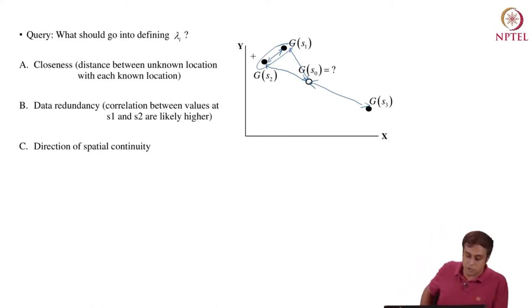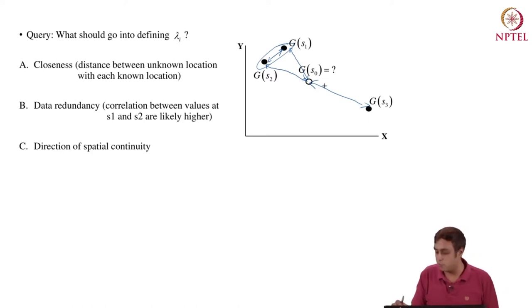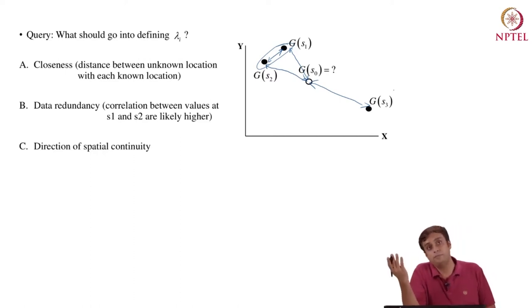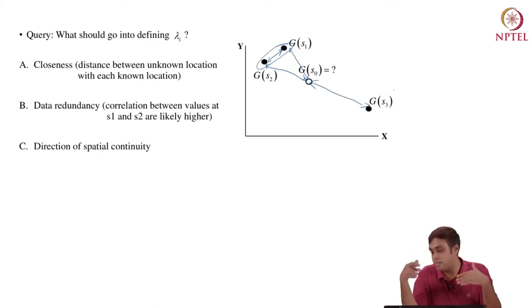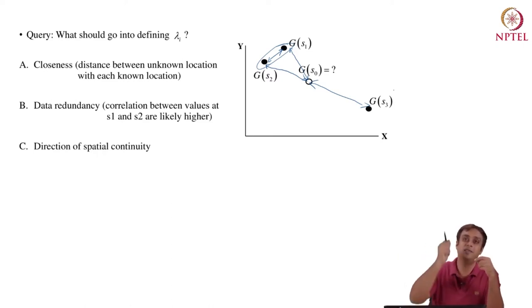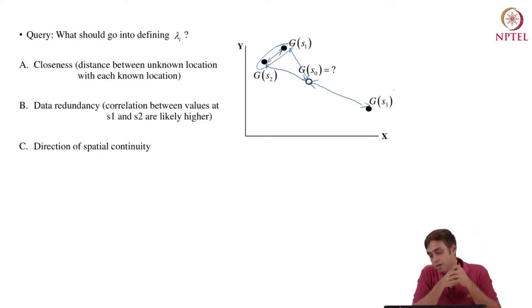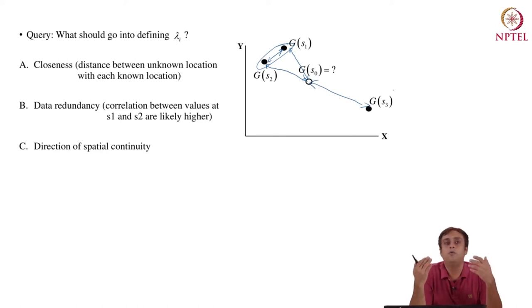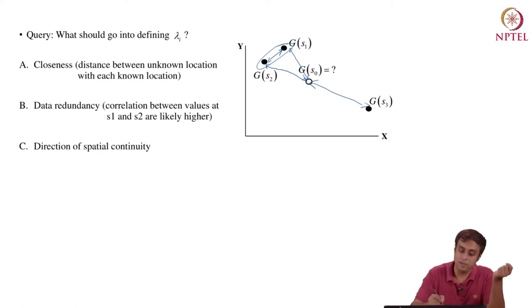And finally, there is direction of spatial contiguity. Now, it is possible that the data have stronger east-west contiguity than north-south. There is anisotropy, for example. In that case, you are going to have a problem: even though S3 is farther apart or S1 is very nearby, it's really in the north-south direction from S0. So these are some of the interesting factors that must come into account when we decide lambda i. So lambda i should ideally be a function of A, B, and C, right?